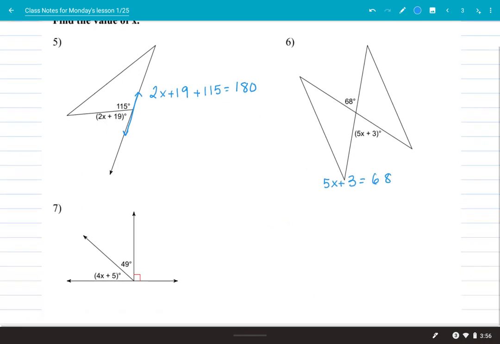The last one, this one is complementary, and it is 90 degrees. So we know that 4x plus 5 plus our second angle is going to equal 90 degrees. And this is how you're going to do this.